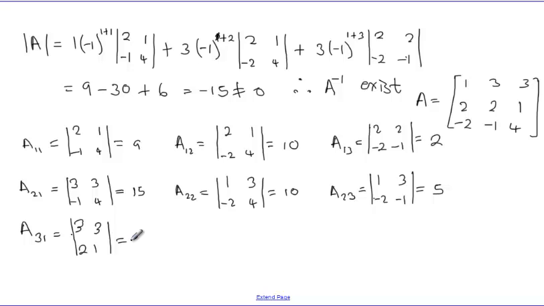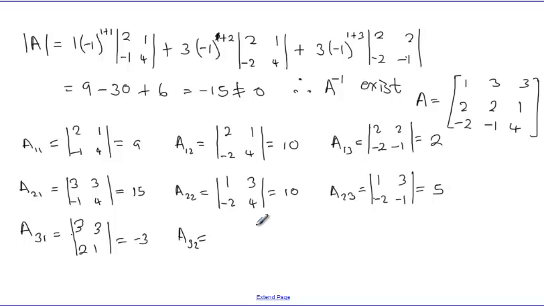because what is the result here? It's going to be 9. 3 minus 6 minus 3. Okay, then A32.